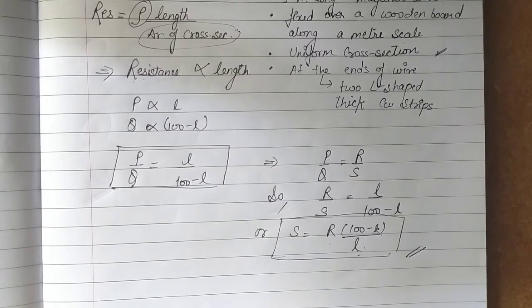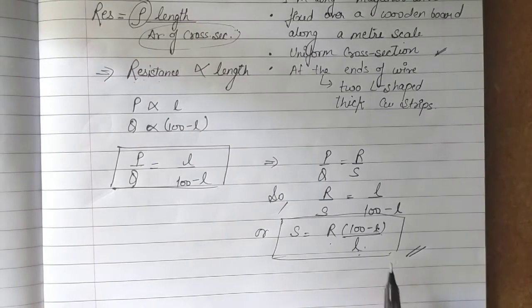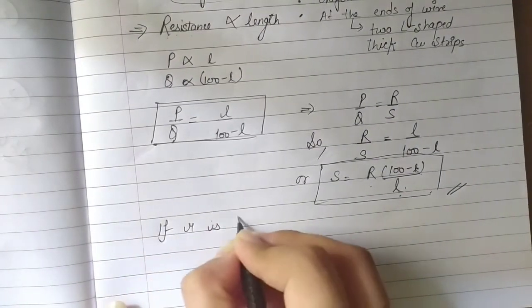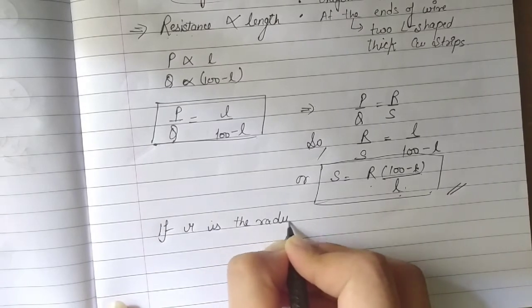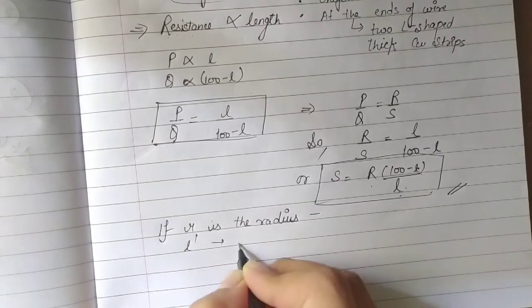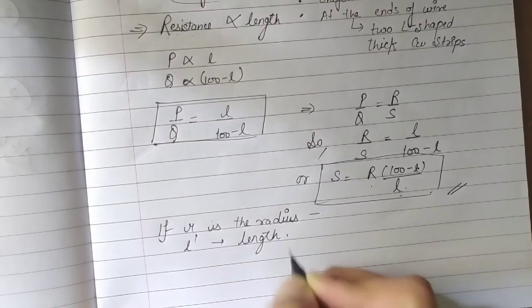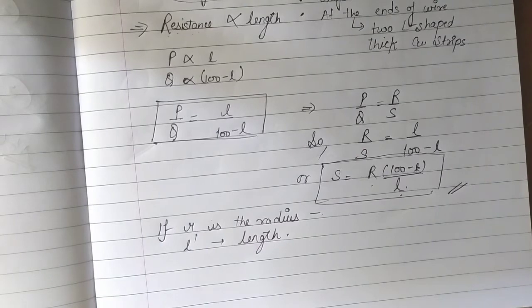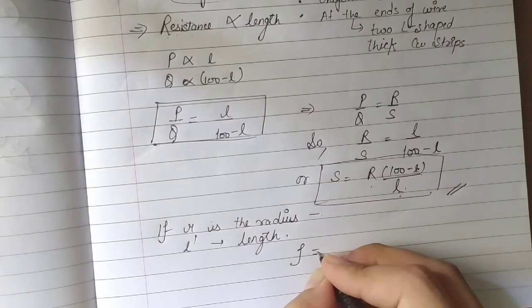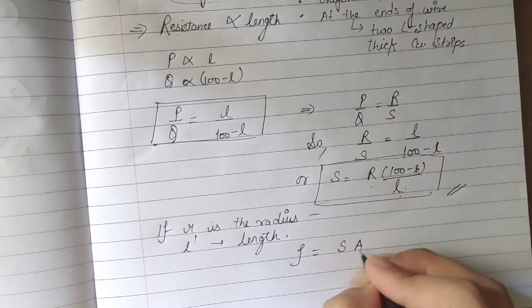Now using this we can also find the resistivity. What? We can also find the resistivity. Suppose if small r is the radius of the wire that we are using, and L dash be its length, the length of the wire, then we can write that the resistivity of the material will be, what will be the resistivity? Resistivity is equal to SA upon L dash.